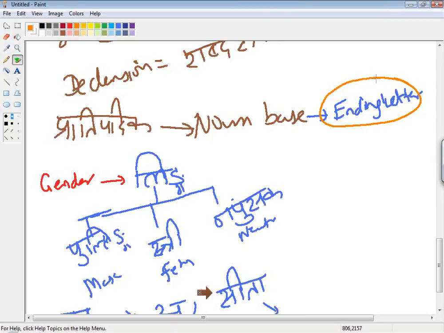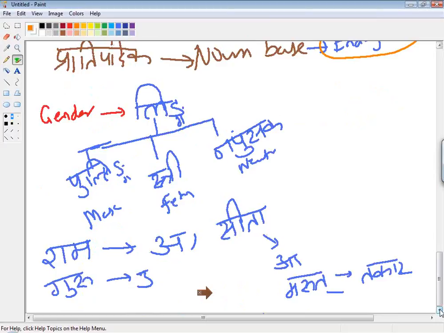So a noun ending in akara like Rama will conjugate in a particular way. The nouns ending in akara will conjugate in a particular way. And this happens to be feminine. This happens to be masculine. Okay? So when you're dealing with a noun base, I think that's the end of this.